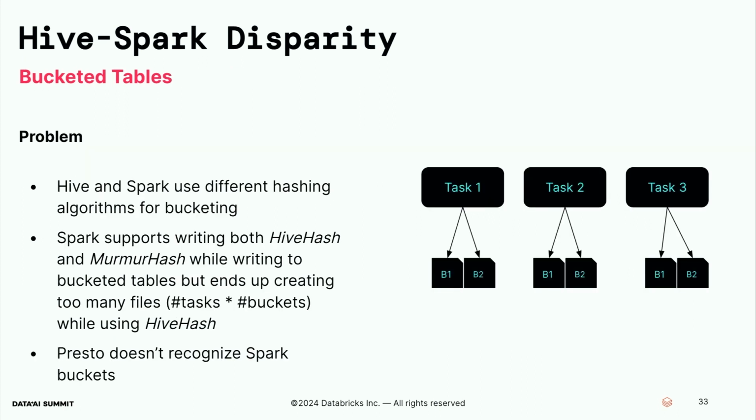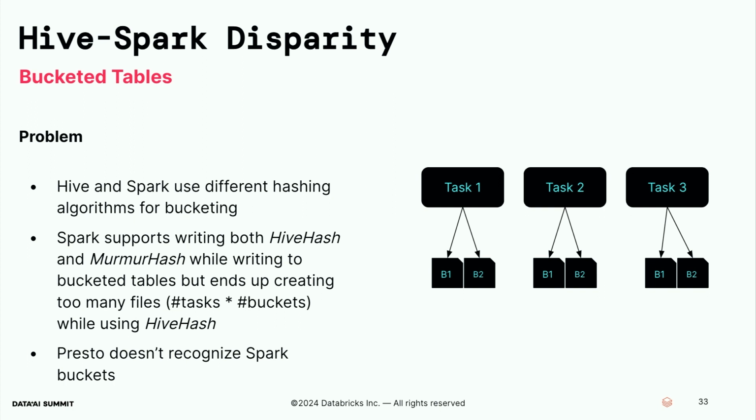And lastly, bucketed tables. Hive and Spark both use different hashing algorithms when they write to bucketed tables. Hive uses Java-based hash and Spark uses murmur hash. Although Spark supports writing to both Hive bucketed tables and Spark bucketed tables, the problem was that when it wrote to Hive bucketed tables, it ended up creating too many files.